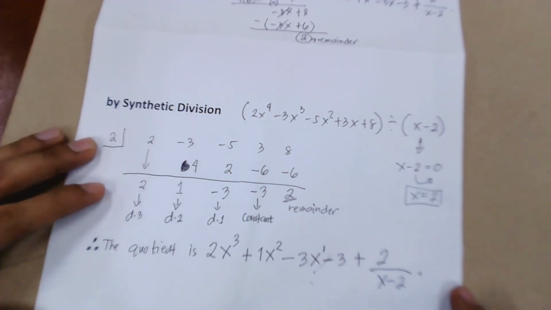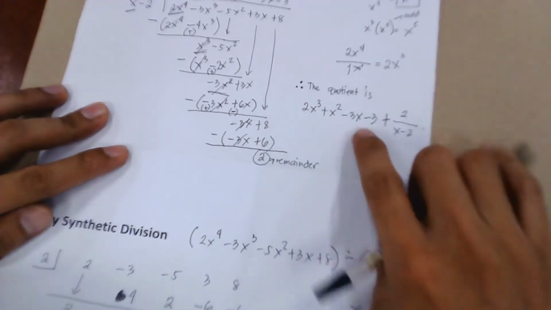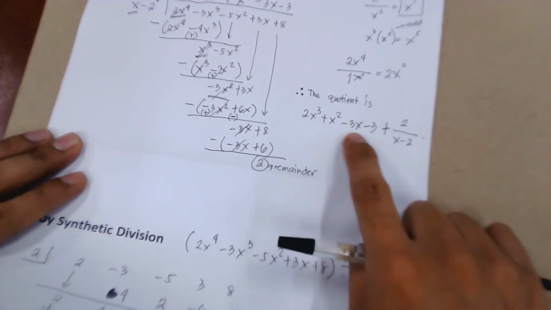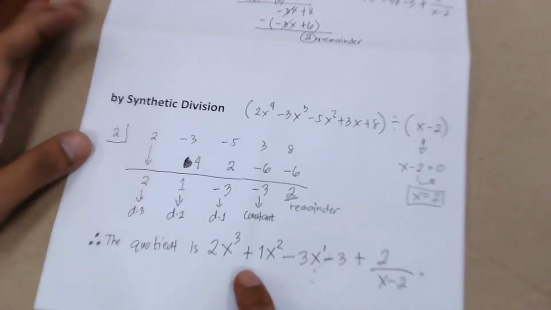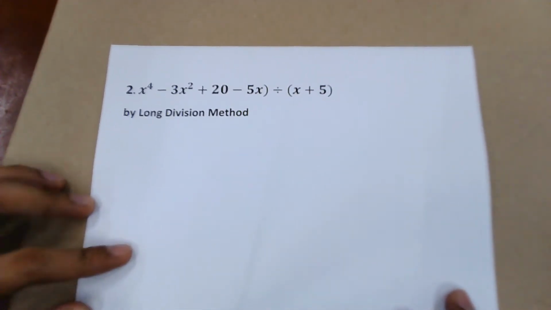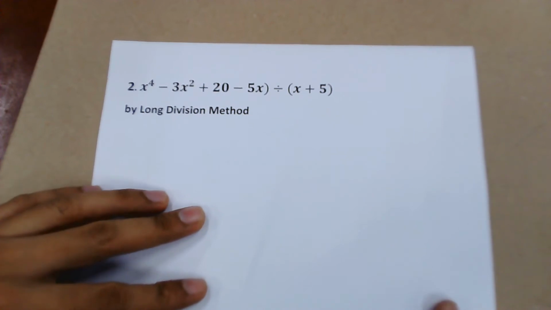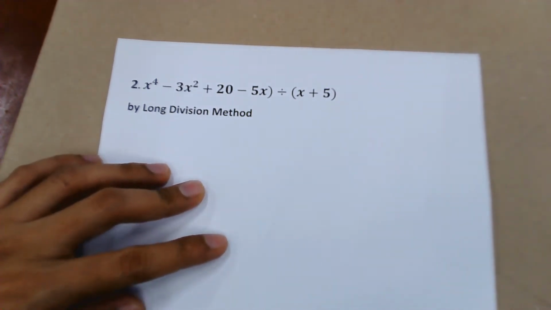So, this is now the quotient. They have the same answer. The long division, which is 2x cubed plus x squared minus 3x minus 3 plus 2 over x minus 2, has the same answer with the synthetic division. Let's try this next example.